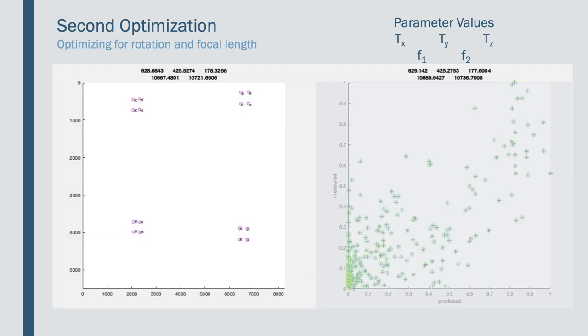Next, we see the second optimization, solving for the rotation and focal length based on the CalTag error. For this, we want to minimize the average distance between the predicted image projection of the markers and the actual image coordinates of the markers.